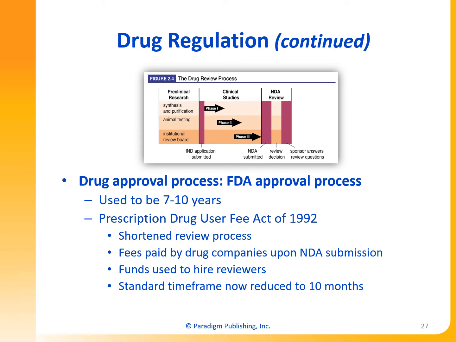The normal time it takes from drug development to testing and implementation used to be 7 to 10 years. The review process has been expedited a little, and normally they don't take that long anymore. The Prescription Drug User Fee Act of 1992 shortened that process. Fees paid by drug companies upon NDA submission are used to hire reviewers, and the standard time frame is now reduced to 10 months.